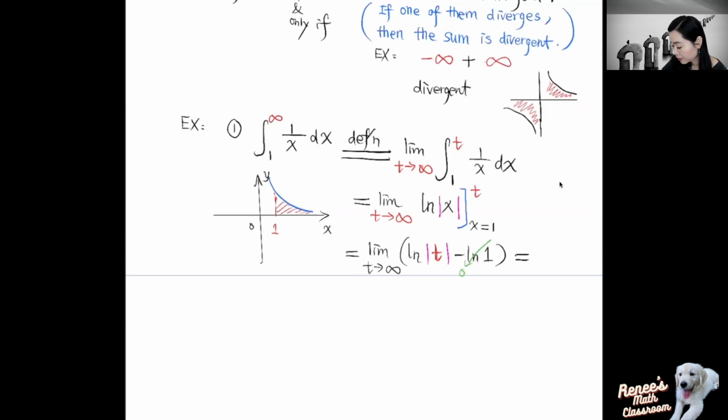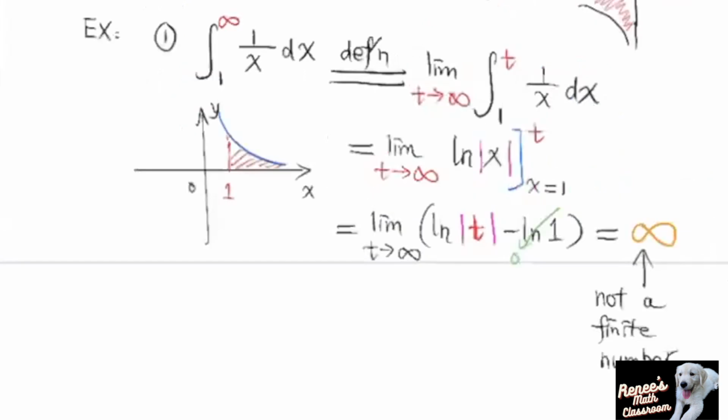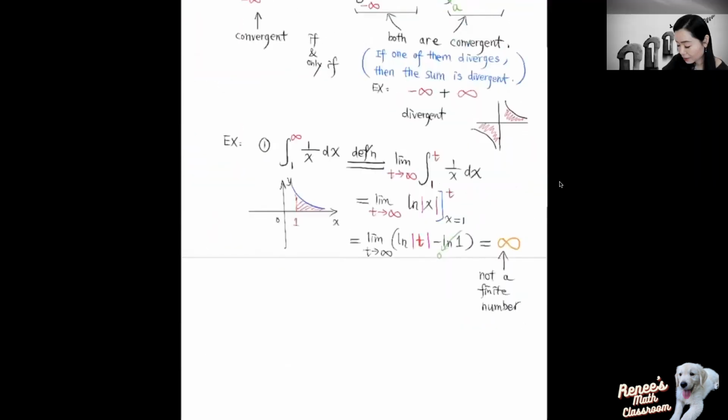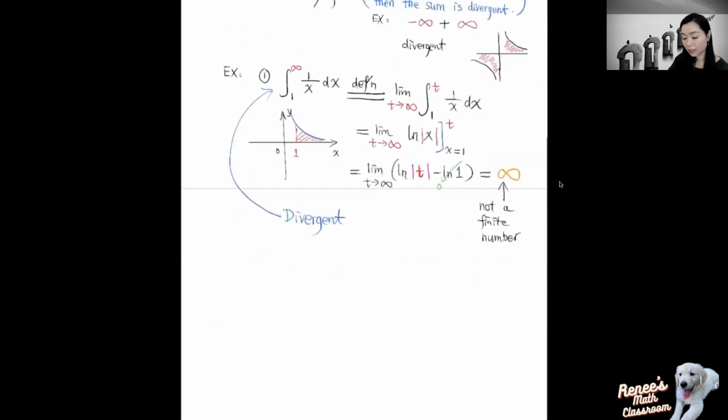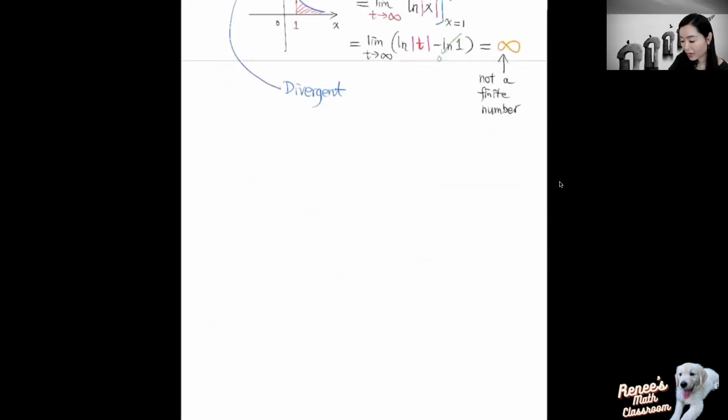So this limit over here will be equal to infinity, which is not a real number. Because the limit does not exist as a real number, what do we say about this integral? Convergent or divergent? We'll say this integral is divergent. Now you might ask, they are so similar, right? So let's put them together.